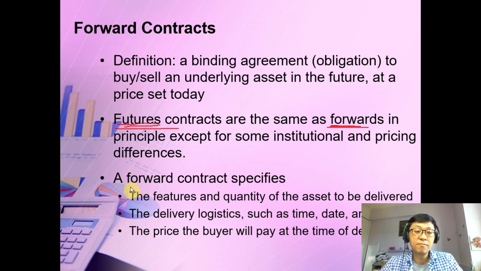So in a forward contract, what can you expect? Basically, it specifies the features of the products, the commodities, the quantity, the quality, and also the delivery time, date, and place, which have to be specified, plus the forward price that the buyer will pay at delivery.